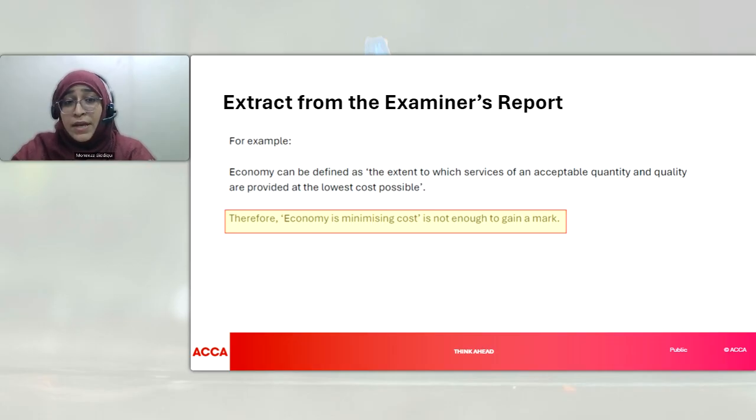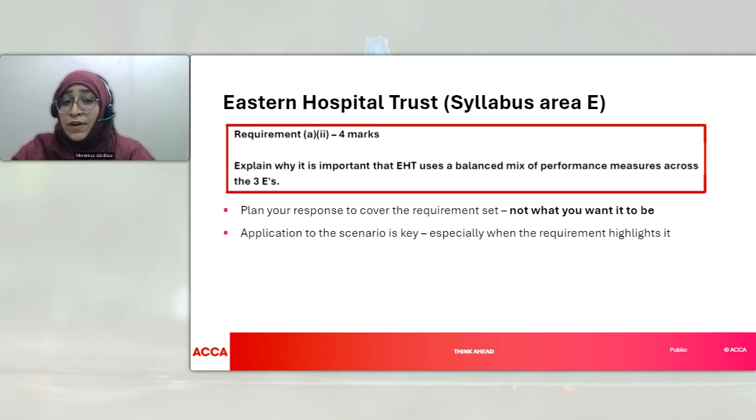That's the key point. Moving on, the next requirement, worth 4 marks, asks us to explain why it is important that the Eastern Hospital Trust uses a balanced mix of performance measures across the 3 E's. Right, there were 4 marks for this, so we had to make at least 4 relevant points. Now, what is important here from the examiner's feedback is that candidates tended to just provide the answer that they wanted to provide rather than focusing on answering the requirement. And the requirement was, we have to look at why the organization needed to use a balanced mix. That was the key point.